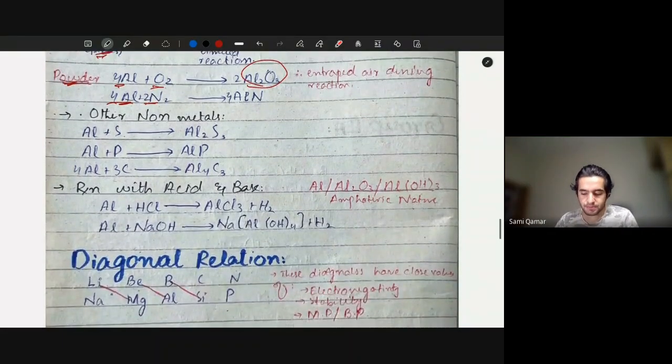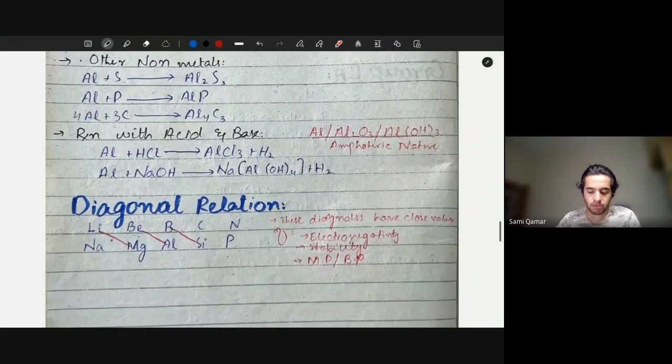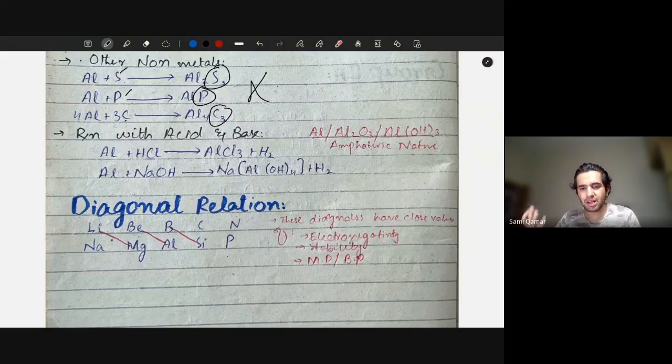Other non-metals will react with aluminium, like sulfur, phosphorus, and carbon. They will make these reactions: aluminium phosphate, Al4C3 and Al2S3. These reactions are never asked, but the equations can appear, because they ask mostly from alkali metals or alkaline earth metals. From the P block, they don't ask anything.